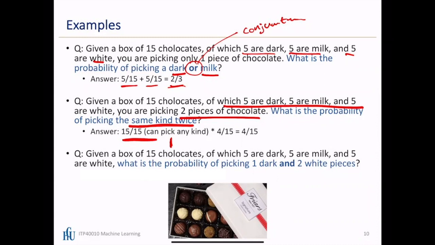Well, actually, that was my mistake. You have picked one, so you have 14 chocolate pieces left in the box. Out of them, you want to pick the same color, so it's going to be 4. So eventually your probability is 4 over 14.